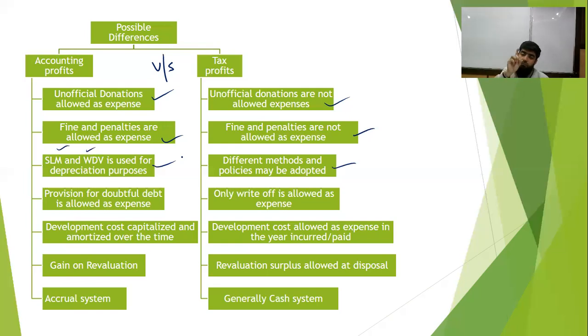They will allow it, but only when the customer has actually gone bankrupt, when you have confirmed that you will not be able to recover that amount from the customer. Then the tax department will allow you to write off that debt. It means provision is disallowed in tax laws, but write-off is allowed. The tax authorities will allow you to deduct that expense once the customer has actually gone bankrupt.